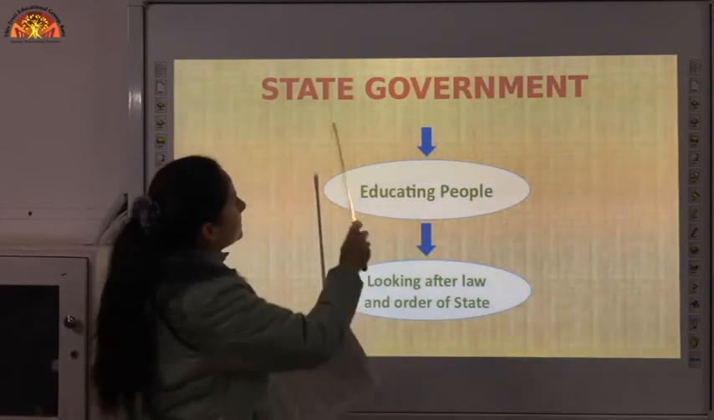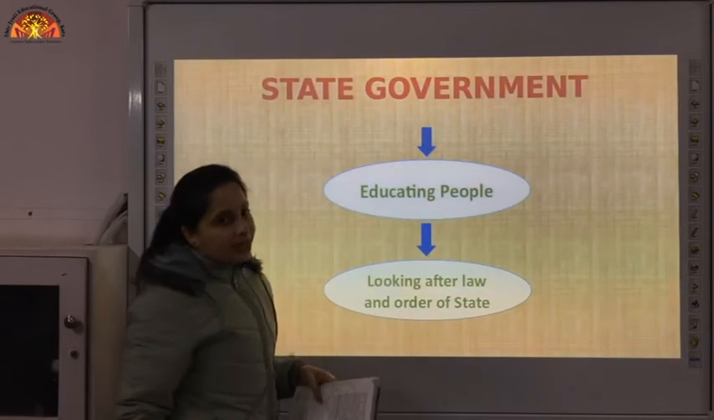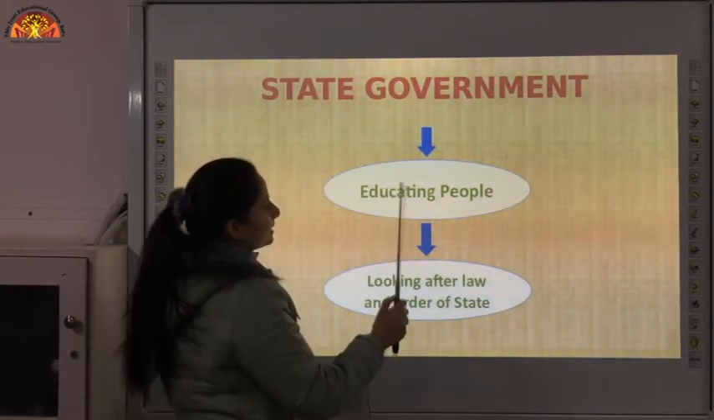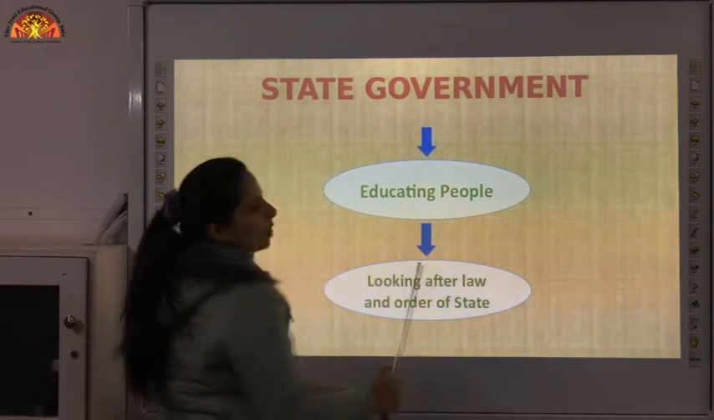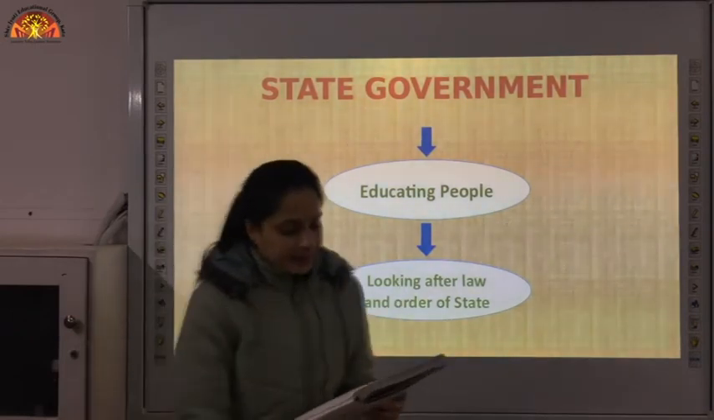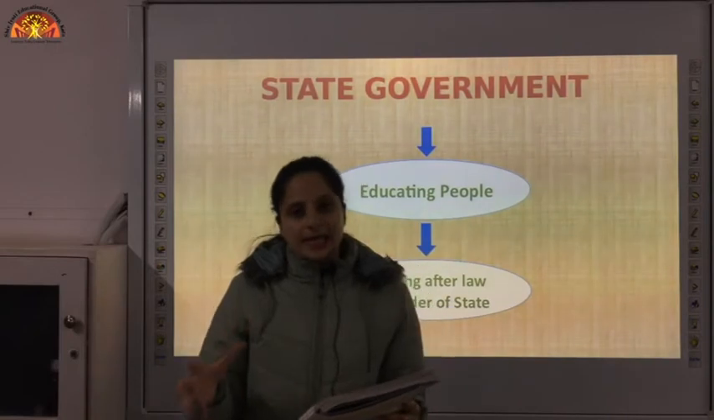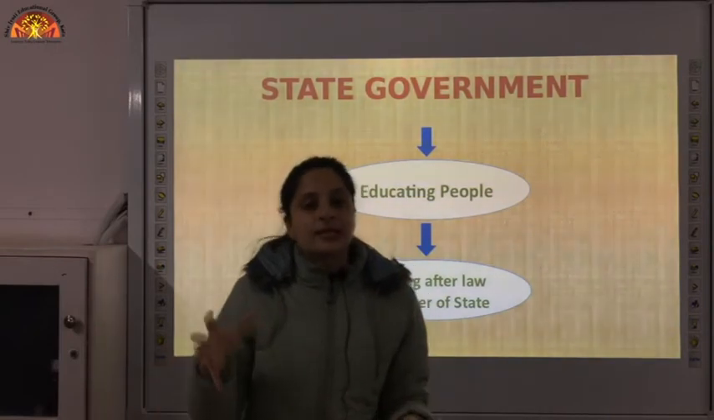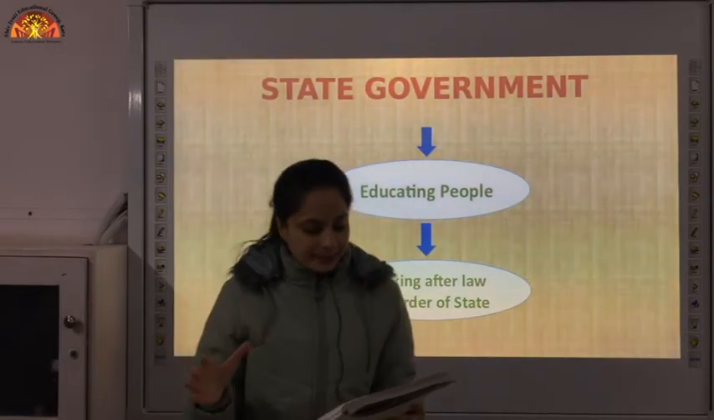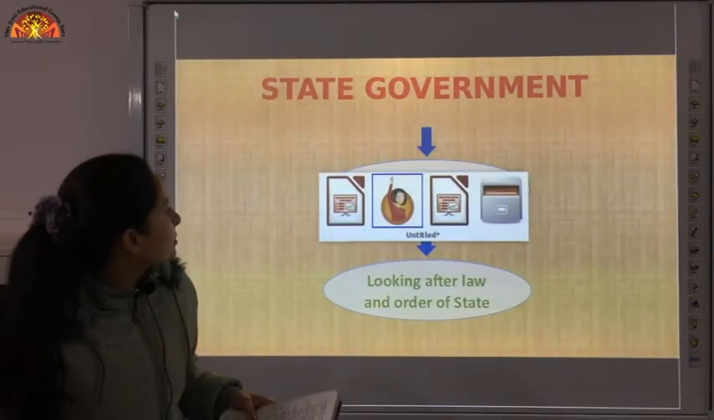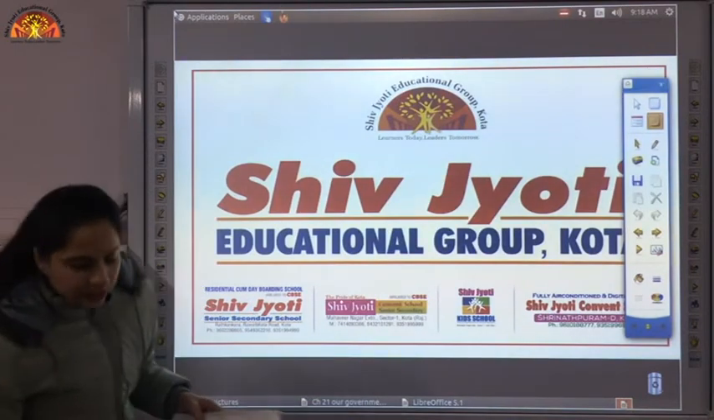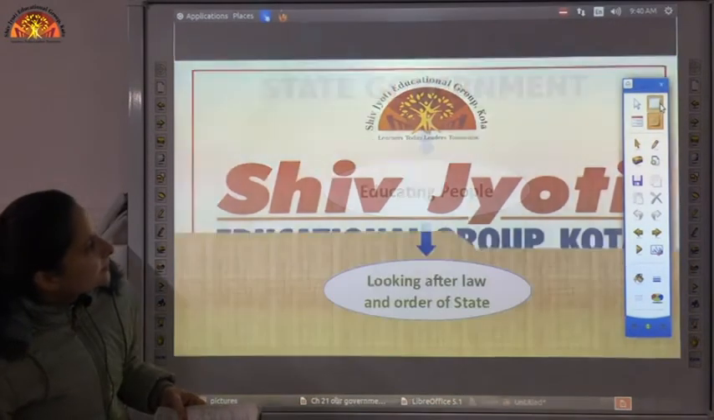Now our next topic is the state government. As we read, the function of state government is educating people and looking after law and order of the state. And laws for each state are made by the state legislative assemblies. Over here you have your first internal question, children. So you can write down the internal question.